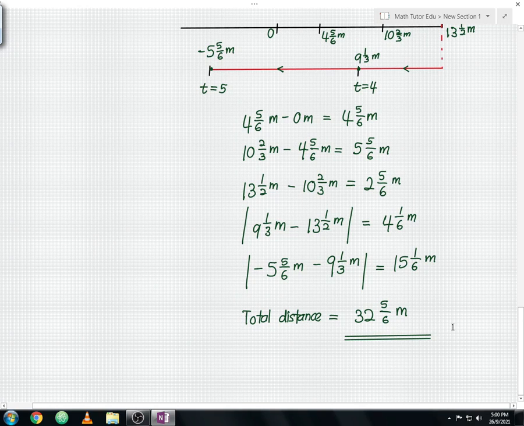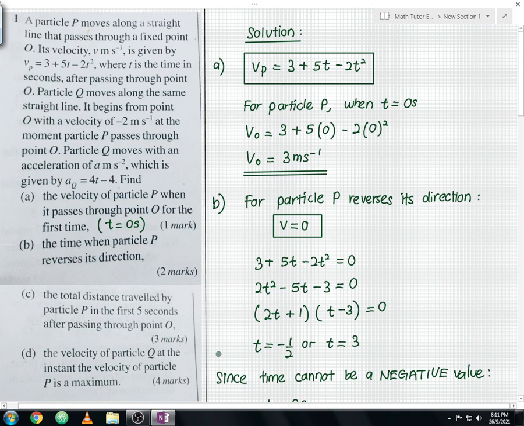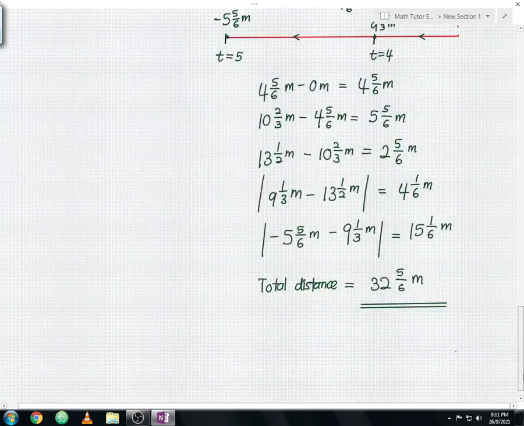Okay, so from here let us proceed our discussion for the question part D. For the question part D, we are required to find the velocity of particle Q at the instant the velocity of particle P is a maximum. So from here our first step is we need to come up with the calculation such that the velocity of particle P is a maximum. Let us begin our working now.